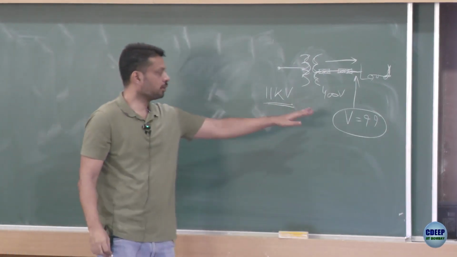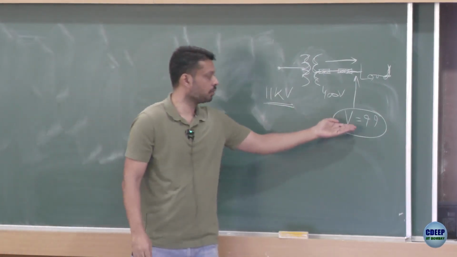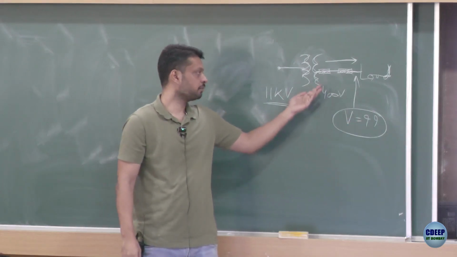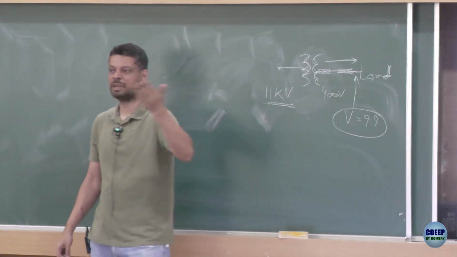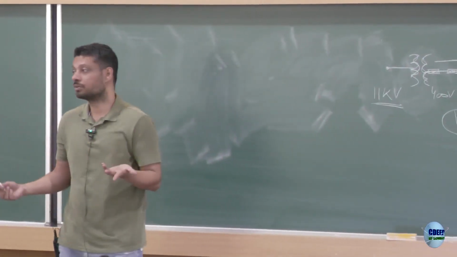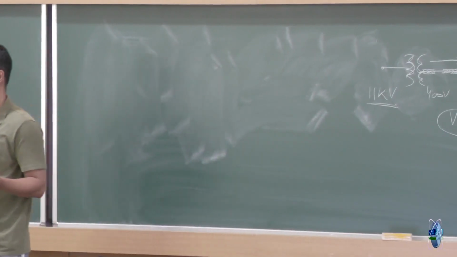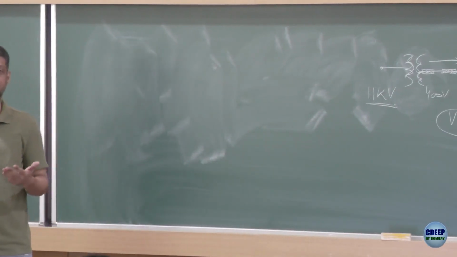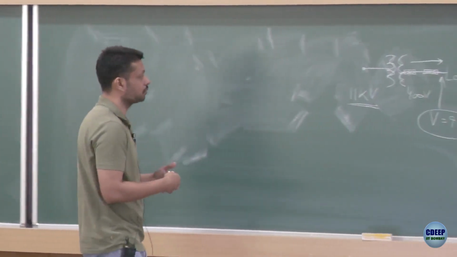The question is, what do you do? Because if your load doesn't receive the 400 volt line to line it's supposed to receive, maybe it is okay if it receives 395, but not good if it receives 300, right? Your loads may not operate as desired, they may fail, they may stop operating and so on.